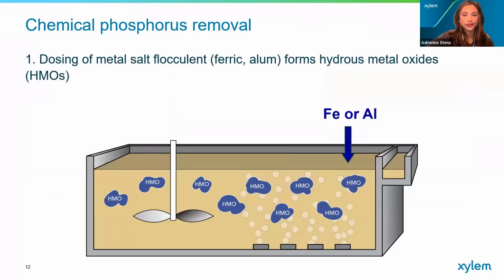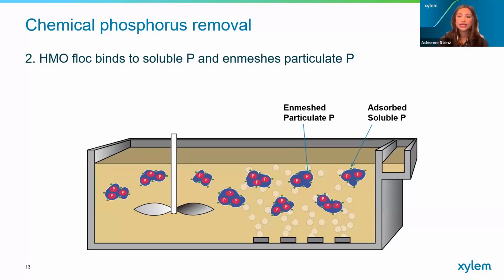Starting with chemical removal, which is the most common option. Chemical removal works by dosing metal salts into wastewater. These metal salts are usually either iron or aluminum based because these metals have a high affinity for phosphate. When these metal salts enter the water, they form something called hydrous metal oxides, or HMOs. Now, these HMOs are positively charged because metals are positively charged, and so they attract negatively charged phosphate in the water to absorb to their external surface.